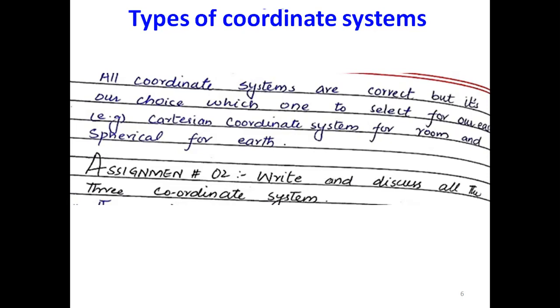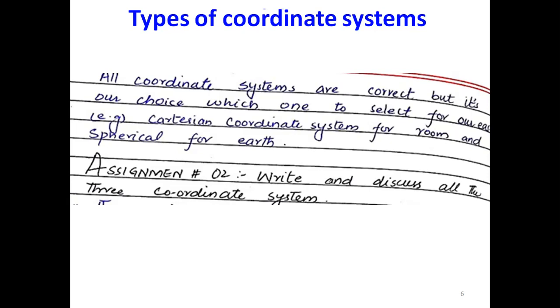So the choice of coordinate system is completely upon us, but we have to think cleverly, and depending upon the shape of the system, we have to select such a coordinate system in which our work is easy, which makes our life easy.